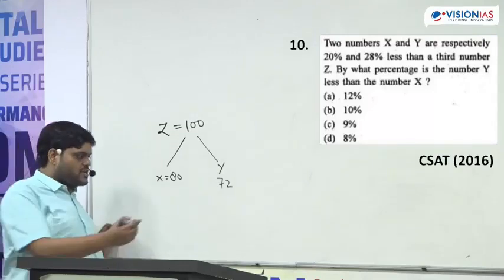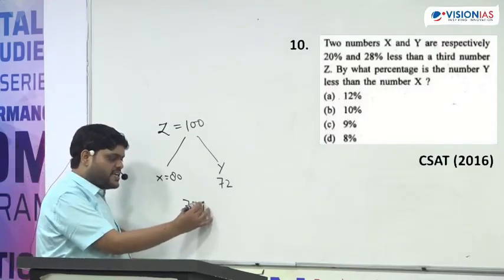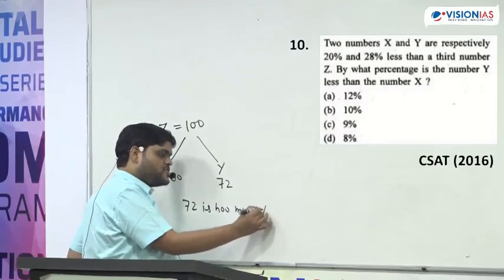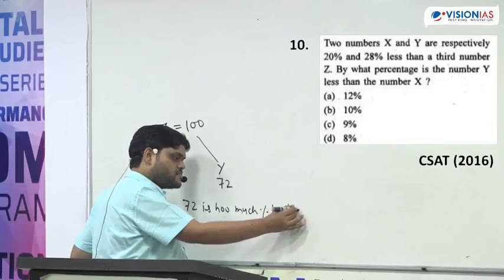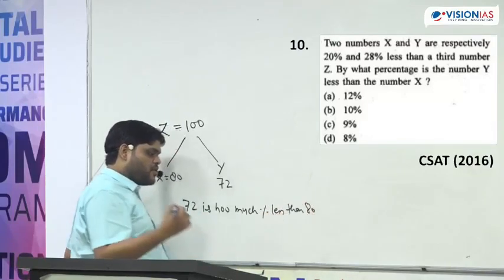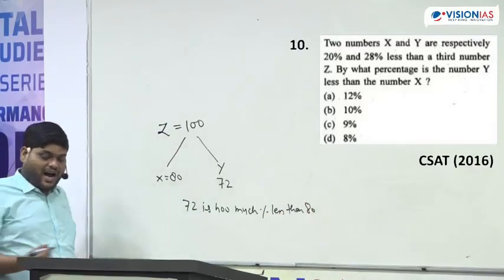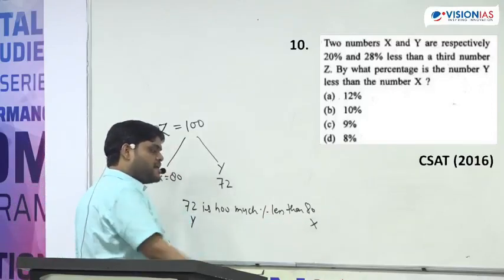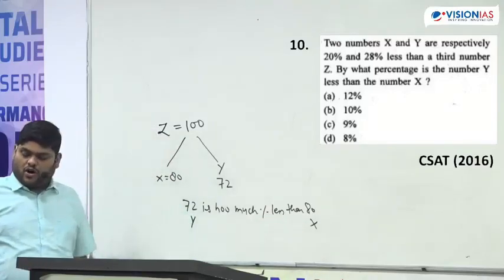What is the question? The question is, 72 is how much percent less than 80, because the question is asking the number y is how much percent less than number x. So we know all this thing.